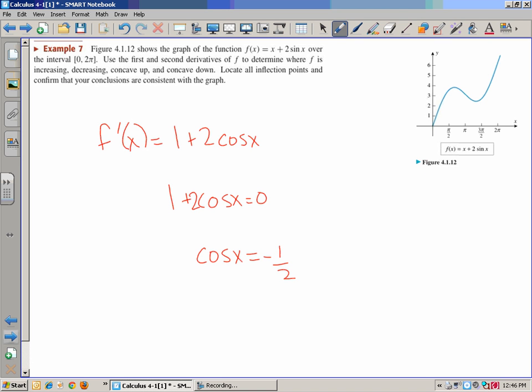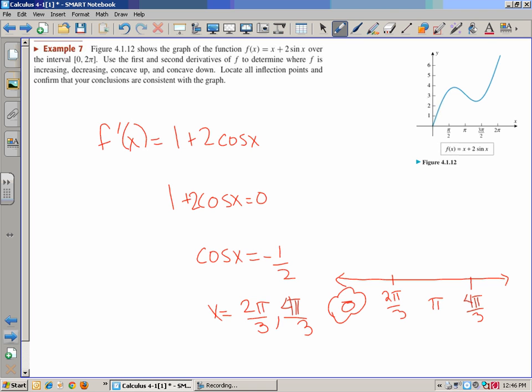So where is the cosine equal to negative 1/2? That's at x equals 2 pi over 3 and 4 pi over 3. So sine chart, 2 pi over 3, 4 pi over 3, a point to the left. Let's go 0. A point in the middle, and a point on the end.